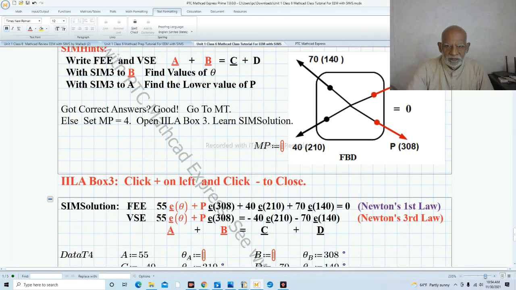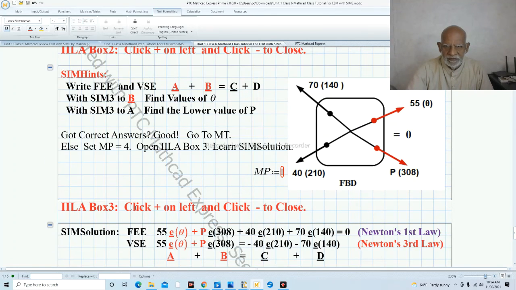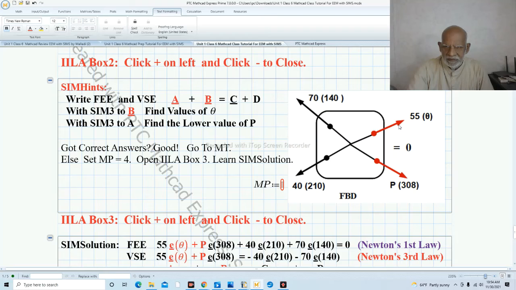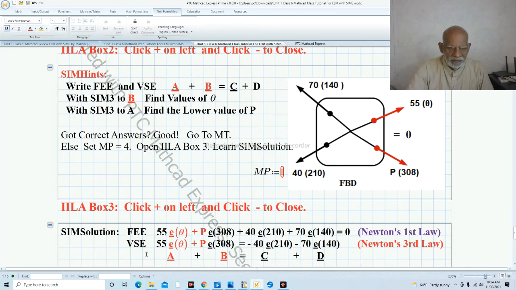So we start somewhere. Let us start with the arc vector, and then next you have this line vector, and then the known vectors. Okay, 40, and then 70. Order doesn't really matter. Now you convert them into VSE.